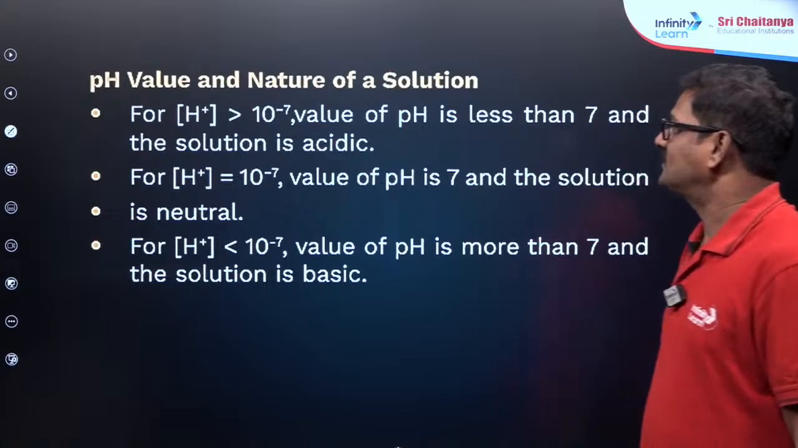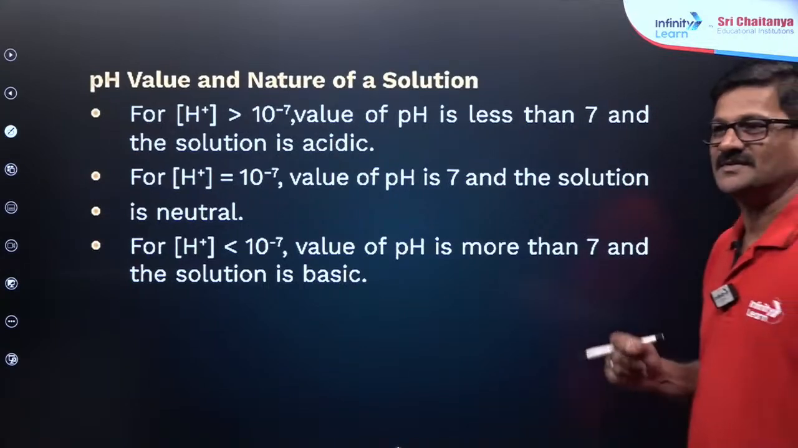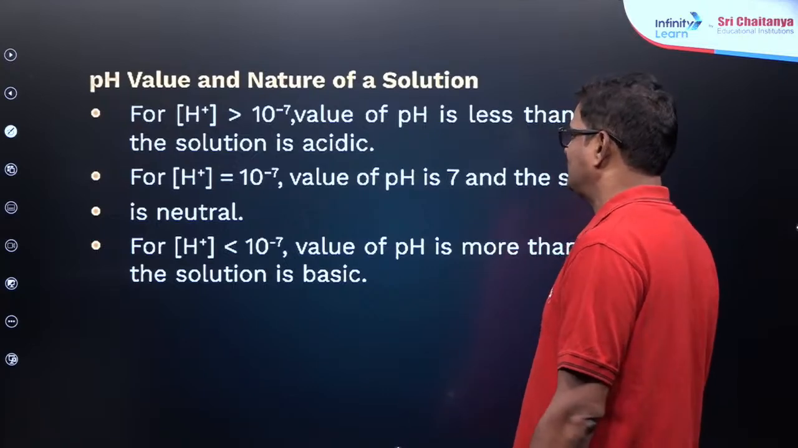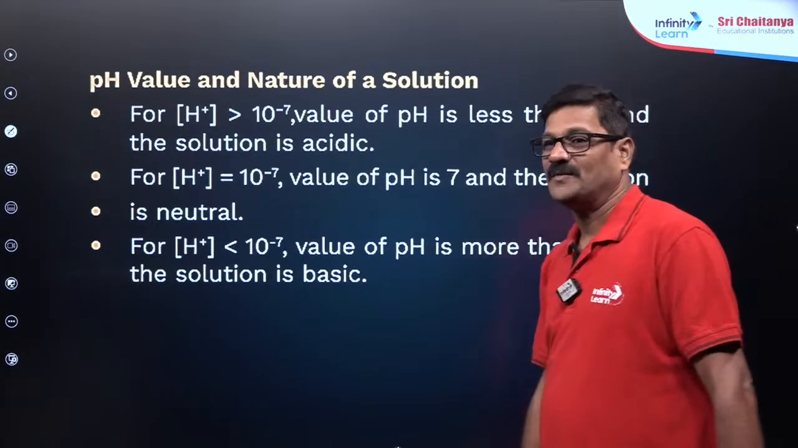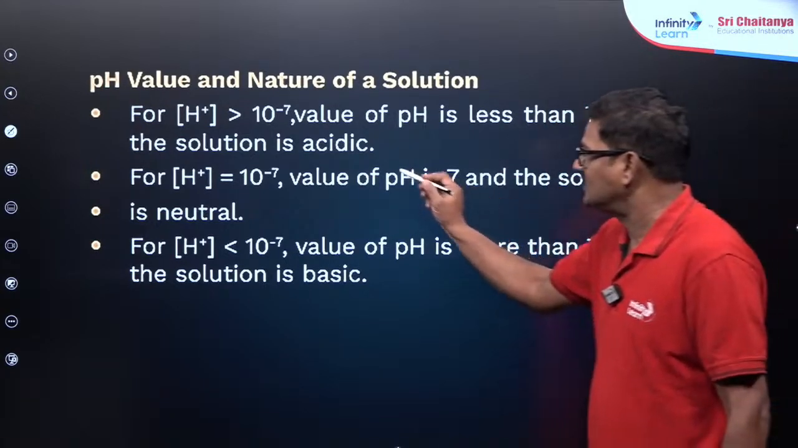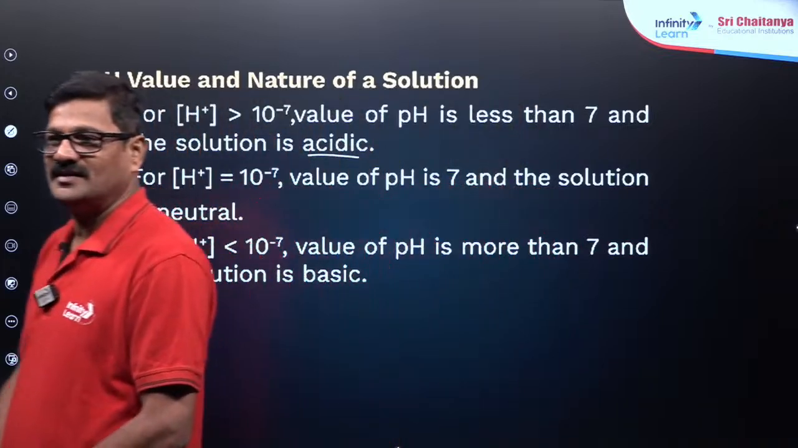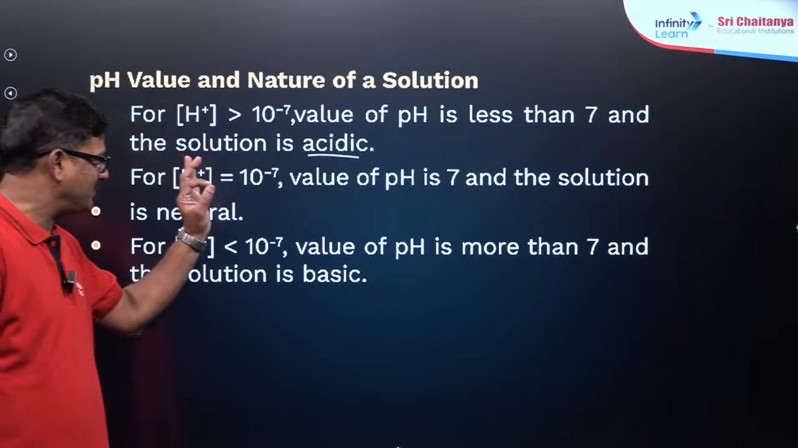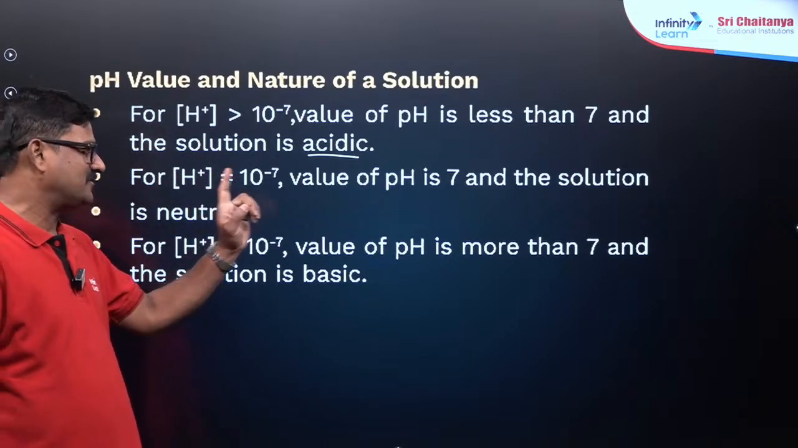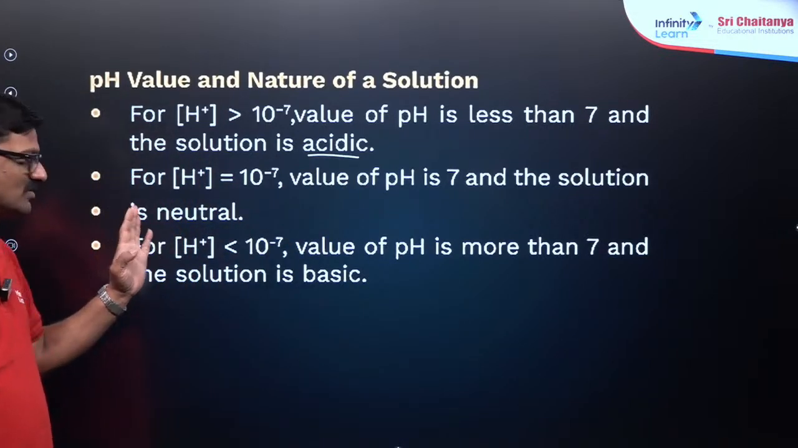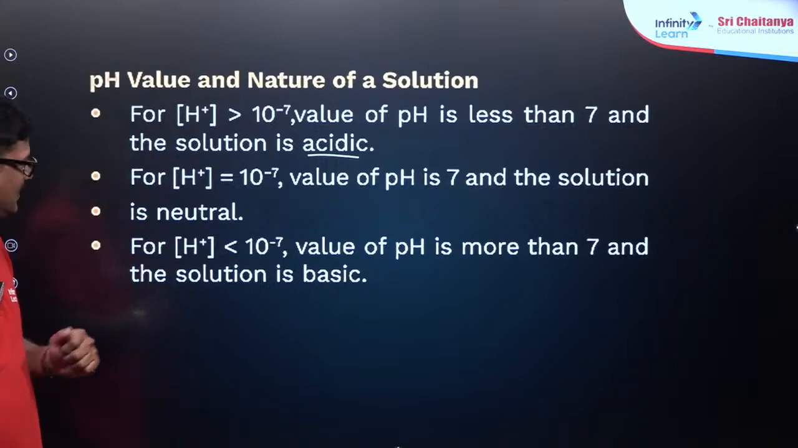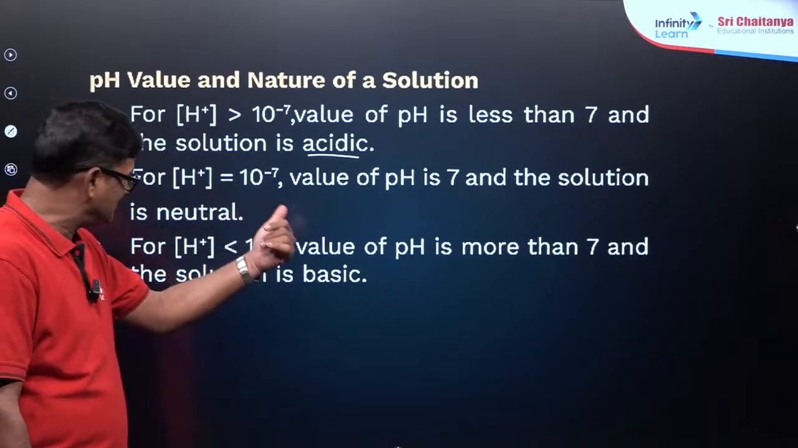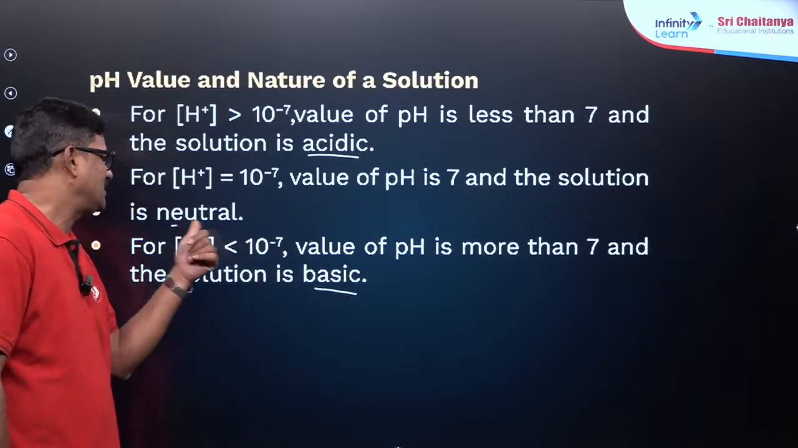Right, now let's say pH value and the nature of the solution. It's very important. For H plus greater than 10 power minus 7, the value of pH is less than 7, so the solution will be acidic. And for H plus equal to 10 power minus 7, the value of pH is 7 and the solution is neutral. And for H plus less than 10 power minus 7, the value of pH is more than 7 and the solution is going to be basic.